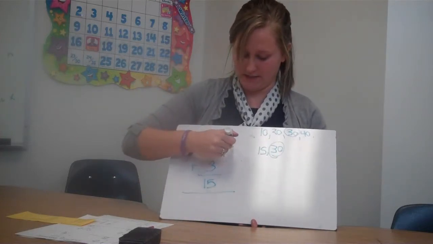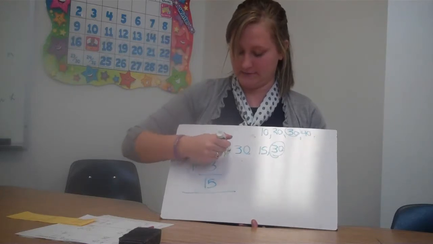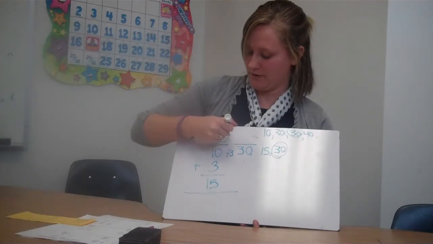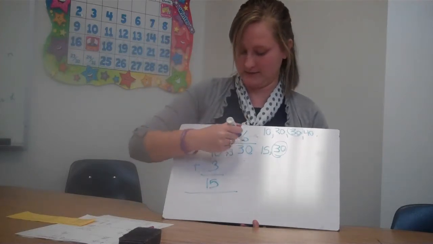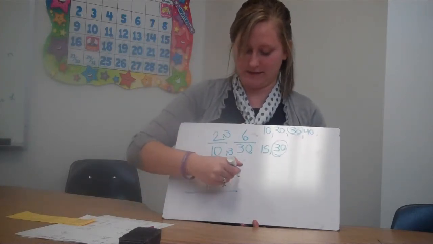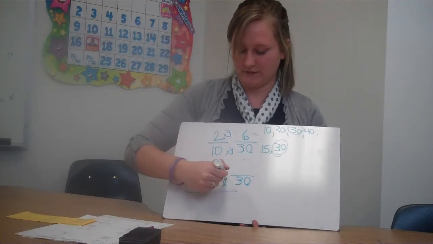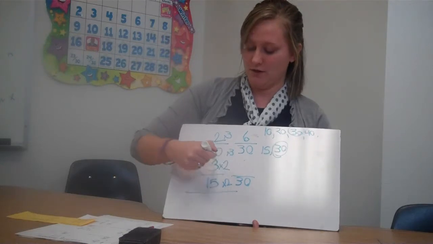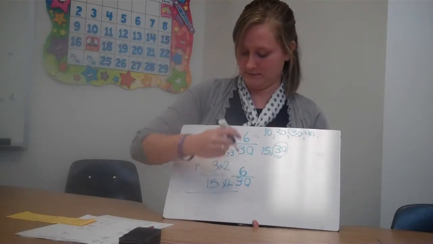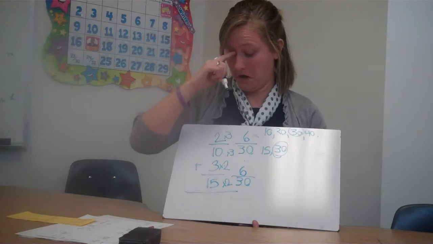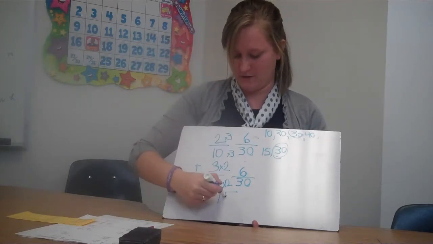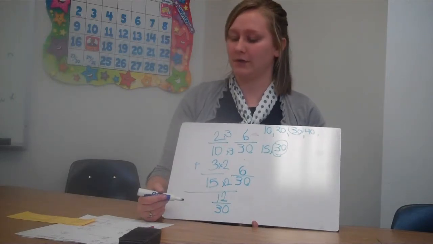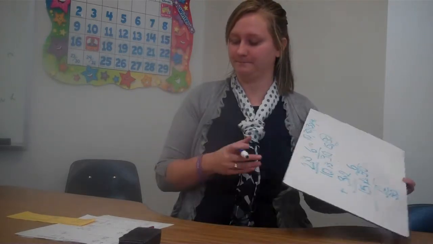10 times what is 30? 10 times 3. Whatever I do to the denominator, I have to do to the numerator. 2 times 3 is 6. Down here, 15 times what number equals 30? It's 15 times 2. Whatever I do to the denominator, I have to do to the numerator. 3 times 2 is 6. And your answer should be 12/30. Okay? So your answer for number 2 is 12/30.